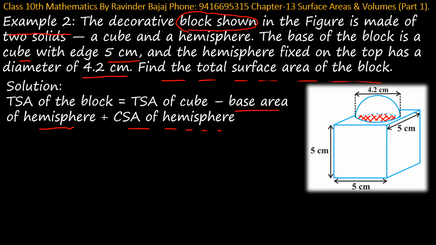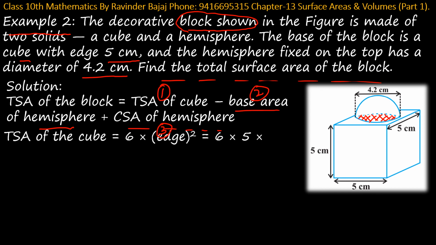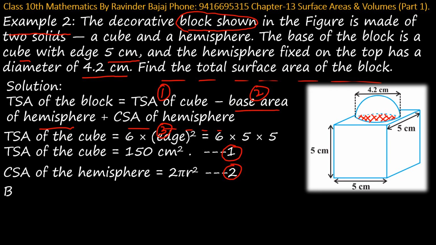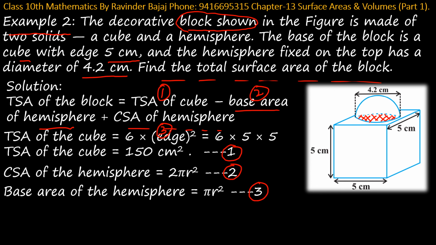So we will need to calculate three things, this is the first thing, this is the second thing, and this is the third one. So we need to add the first and third and subtract the second one. Okay, let's solve it. Total surface area of the cube is equal to 6 into edge square. There are 6 faces, so 6 into 5 into 5, 150 is the total surface area of the cube. Next, the curved surface area of the hemisphere is equal to 2 pi r square. This is equation number 2, and the base area of the hemisphere is equal to pi r square, which is a circular region. So the circle is this one.